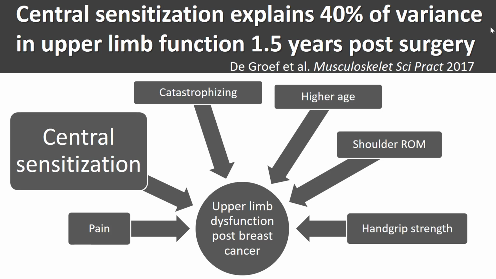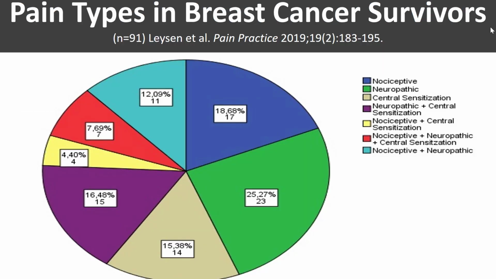So central sensitization can be a factor of importance in these patients, although it's not present in all patients. Leysen did some nice pain phenotyping work in breast cancer survivors, and don't focus on the details of this pie graph, but there are two main messages that you can take from it. One is that pain is very complex among cancer survivors and breast cancer survivors in particular, and that there are many different types of pain subtypes within that population.